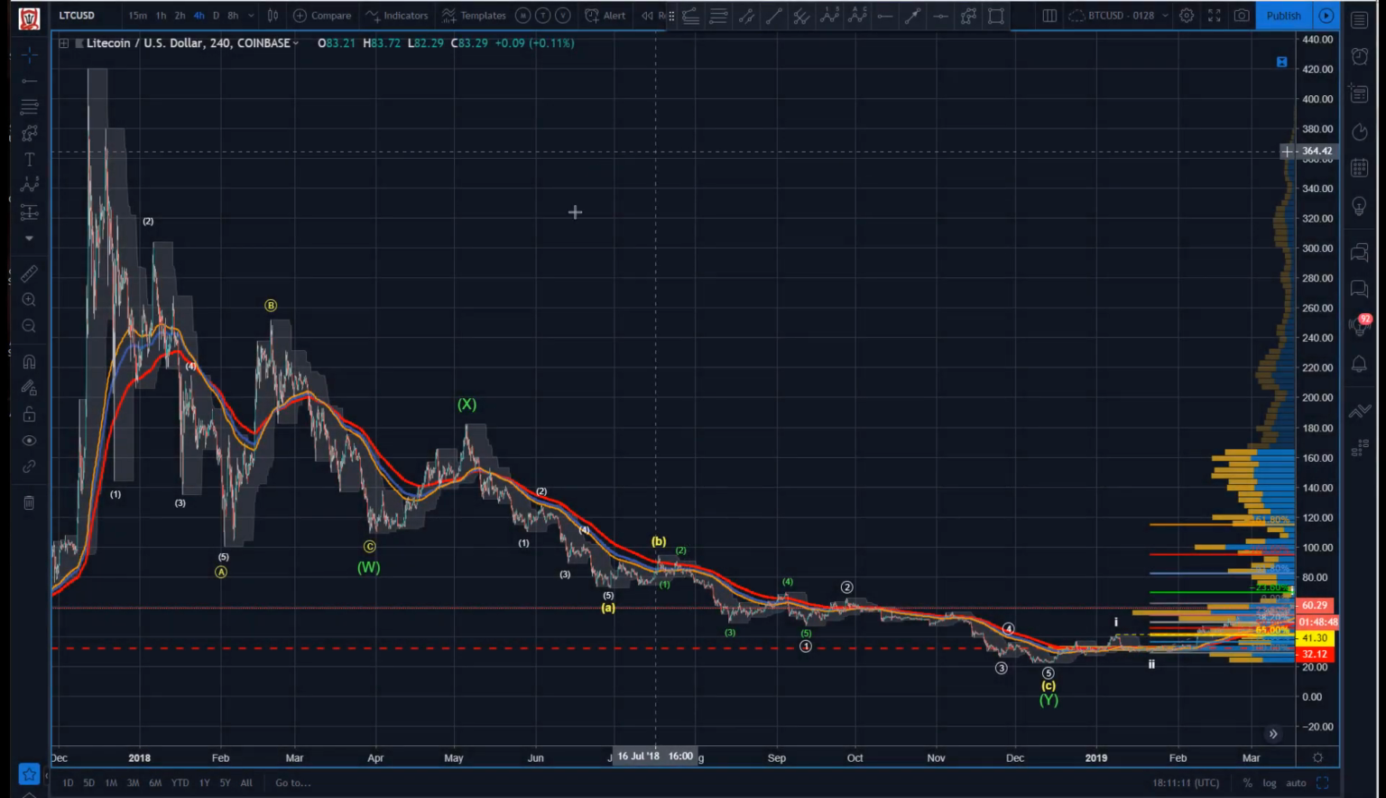All right, hey guys, we're back here with a look at Litecoin to the dollar by request, right from the polling. This was our second choice. So I've got a 4 hour on Coinbase. Like so many of the alts, it's open to interpretation. It could certainly be counted a couple of different ways.